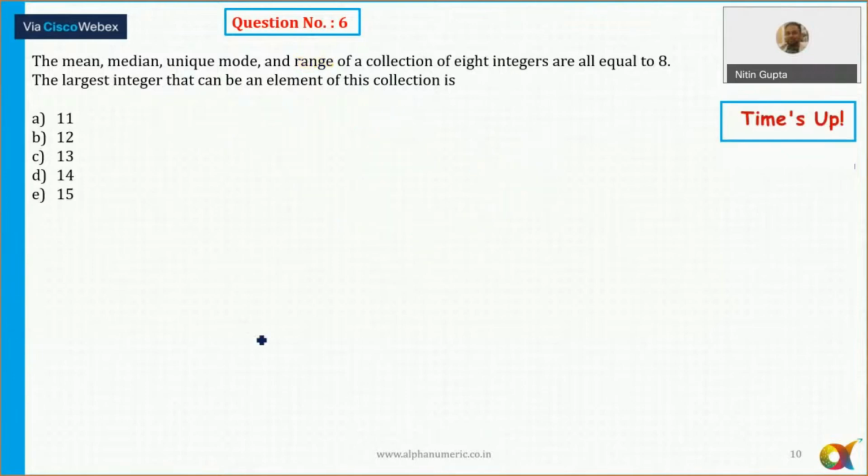Now just see how. We know that the mode is 8 here. It says there is a mode which is unique and there are 8 integers. So I'll say first integer, second integer, third integer, fourth integer, fifth integer, sixth integer, seventh integer, and eighth integer. So mean is also 8, mode is also 8, as well as median is 8 here. So if the median is equal to 8, the average of the two middle terms must be equal to 8.